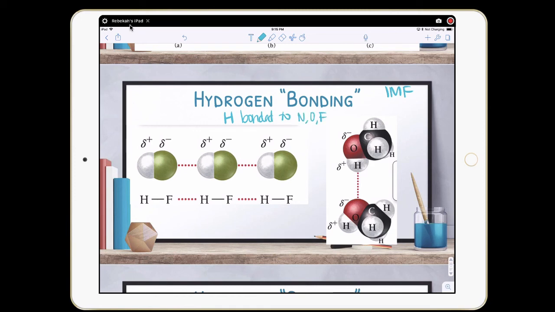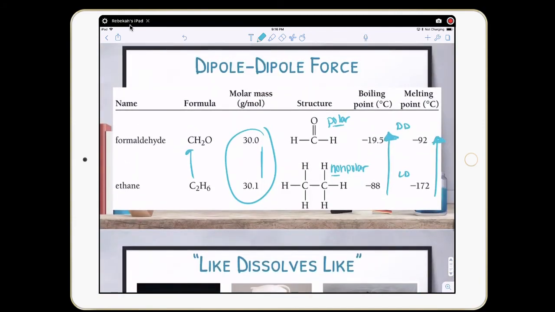Okay, you have to have an H bonded to N, O, or F in both molecules in order to have hydrogen bonding. That's really, really important. I'll say that again. You have to have hydrogen bonded to N, O, or F in both molecules in order to have hydrogen bonding. If I have an H and an O, but they're not bonded together, I will not experience hydrogen bonding.